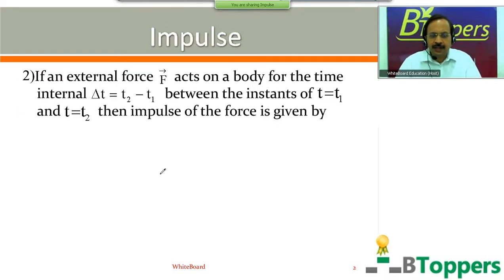If an external force F bar acts on a body for the time interval delta T equal to T2 minus T1, between the instants of time T equal to T1 and T equal to T2, then the impulse of the force is given by J bar equal to integral of F bar dt from T1 to T2.